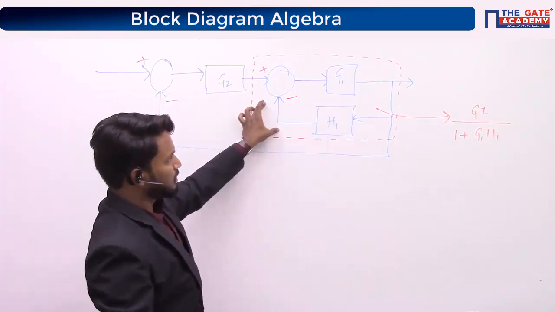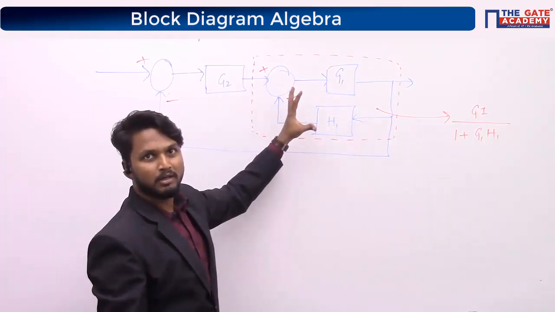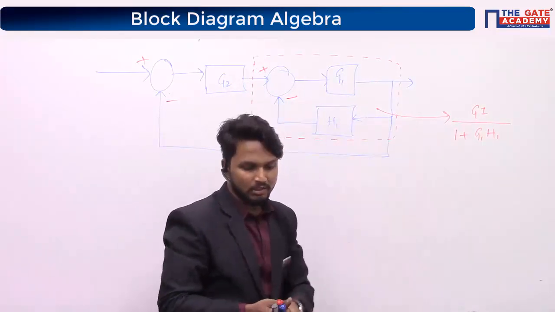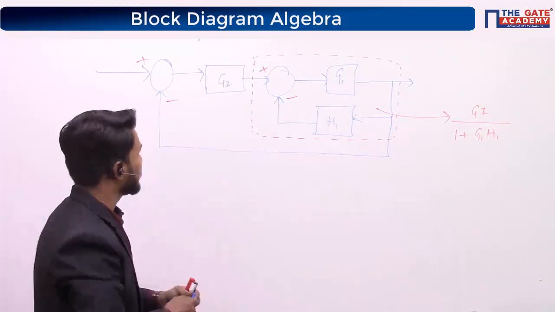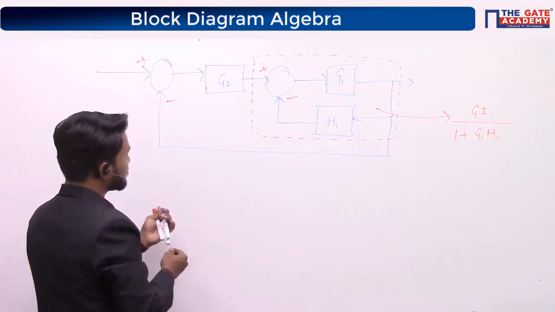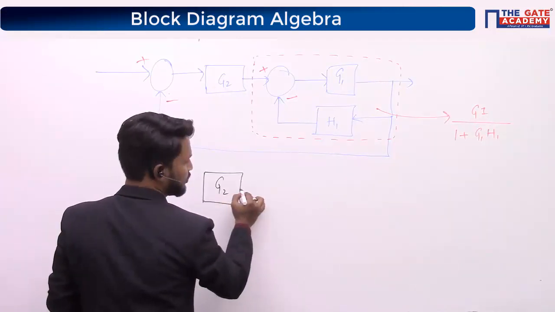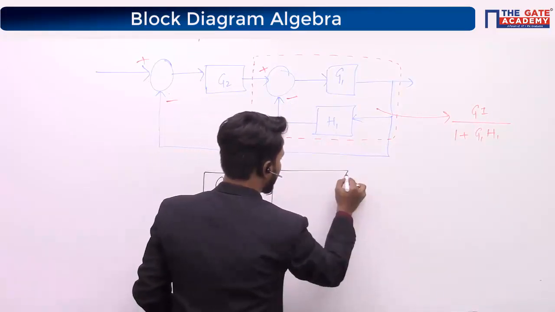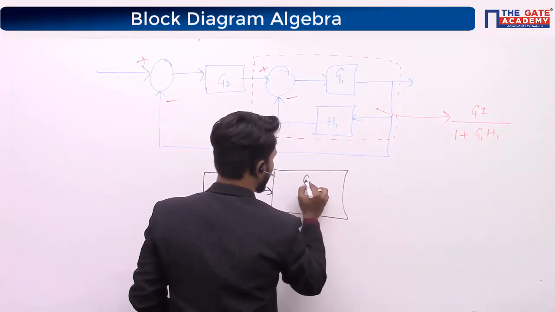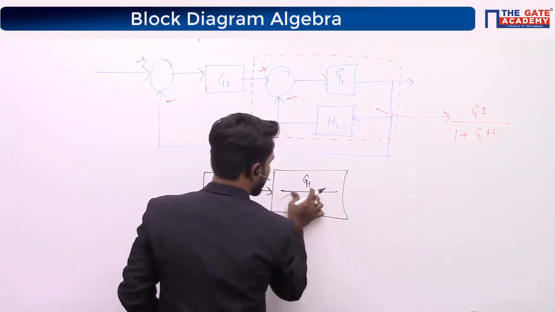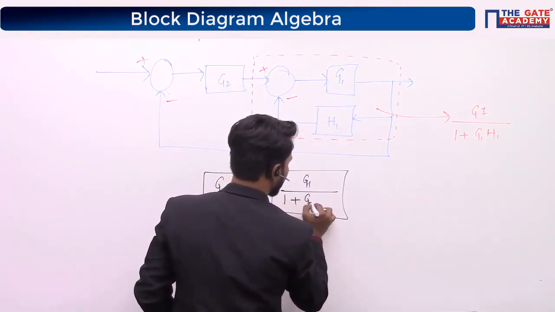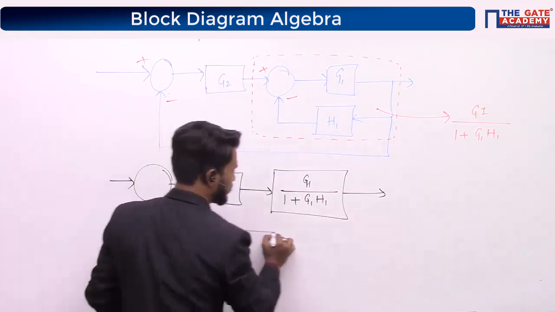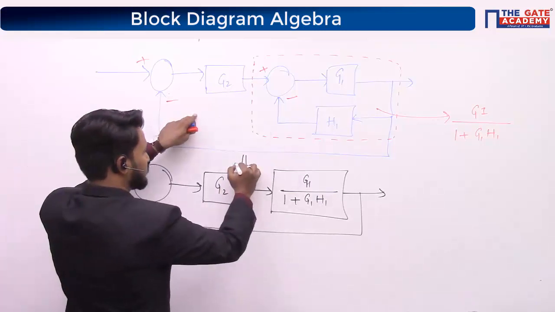So this is this particular section. What is the overall transfer function of this particular section? Now we can simplify this as G2 here, and this we can replace with a single block. And what is that block? That block is nothing but G1 upon 1 plus G1 H1. Right? So this can be simplified into this.